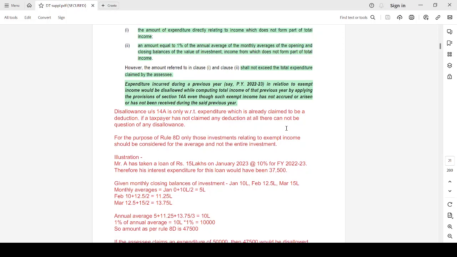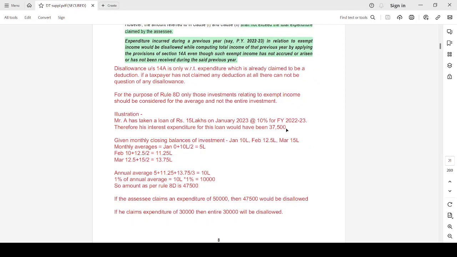Then let's take an illustration, okay? This should solve all your queries. So Mr. A has taken a loan of rupees 15 lakhs in Jan 2023 at 10% for financial year 2022-23. Therefore, his interest expenditure for this loan would have been how much? 15 lakhs into 10% for 3 months, 37,500. This is a directly attributable expenditure. Given monthly closing balances of investment, in Jan he has 10 lakhs, 12.5 lakhs in February, and in March he is having 15 lakhs of investment closing balances.